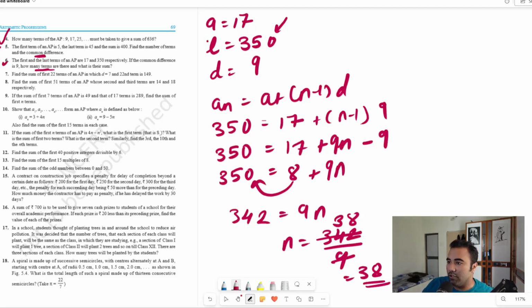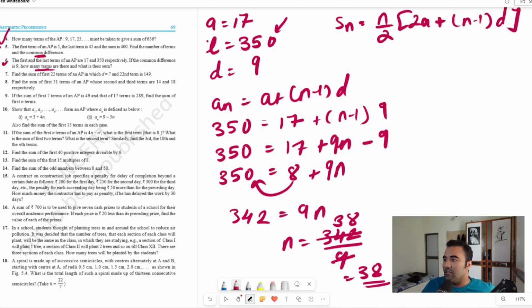Let me do it over here. Sn, how do you find the sum? n upon 2 (2a plus n minus 1 d). The reason why I keep repeatedly writing this formula in the questions is because it helps you memorize it properly. If you know the formula, the questions become easier. So always write the formula. The teacher will at least give you 1 mark if you correctly write the formula.